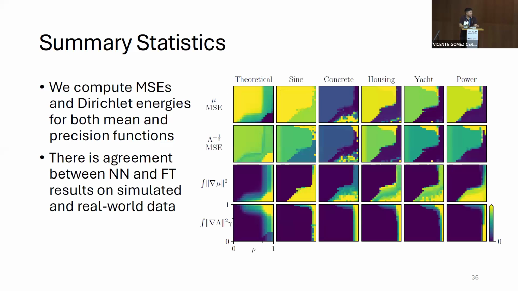So here are these quantities shown in phase diagrams. Across the rows, we have the different quantities, and across the columns, we have different data sets or data sets fit in different ways. So theoretical is the field theory. Sign is actually data from the same data generating process as the field theory, but fit with a neural network. And then the 4 remaining columns are data sets from the UCI machine learning repository.